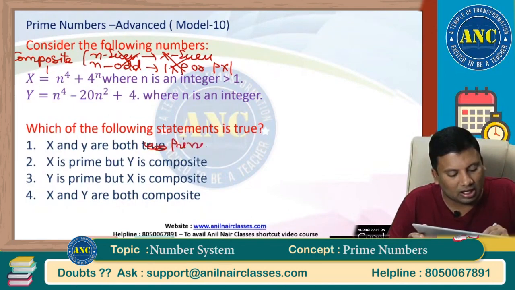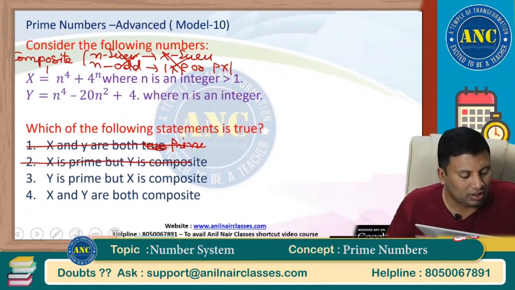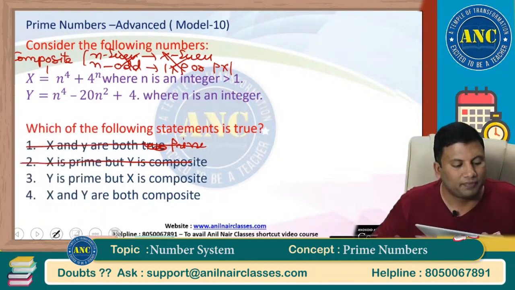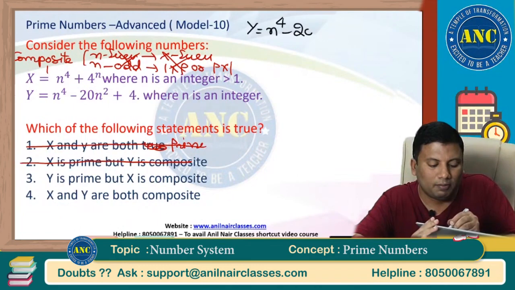X and y both are prime? X is composite. X is composite. First option and second option, it is out. Now, let us see the y value. Y is nothing but n power 4 minus 20n square plus 4.